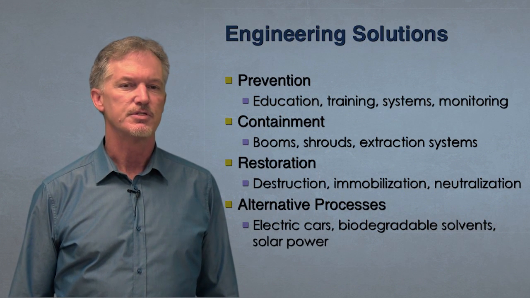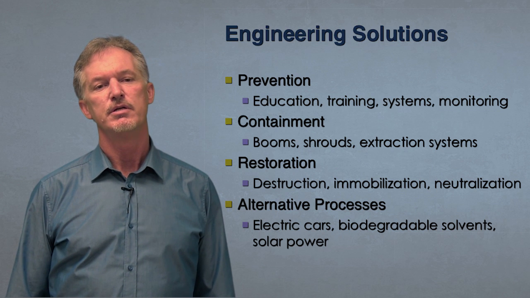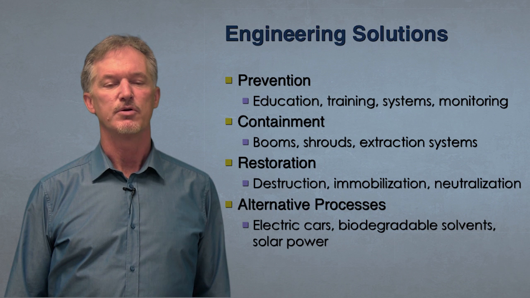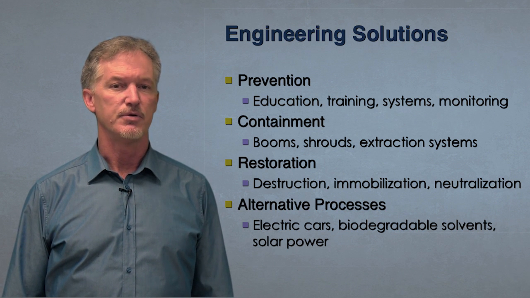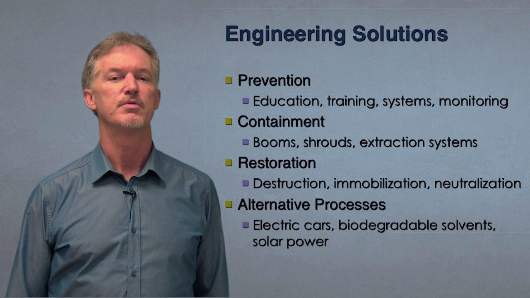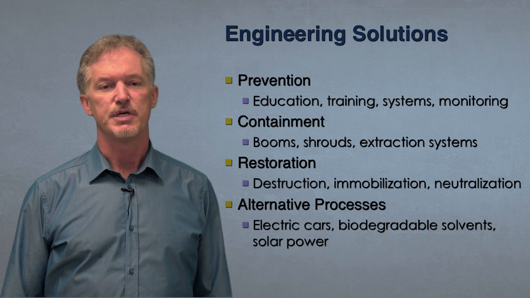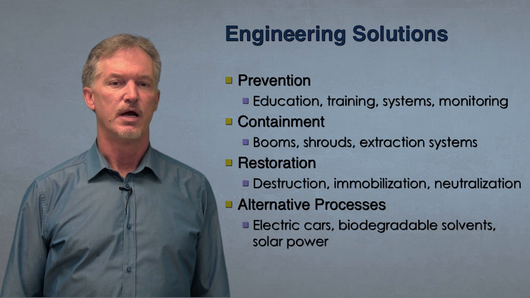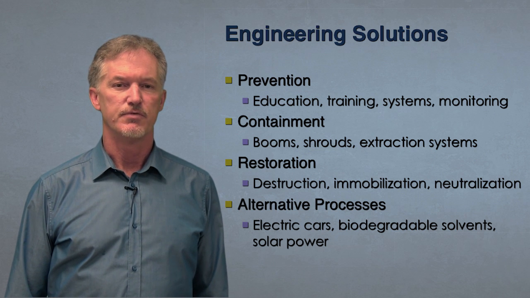But engineers have solutions to all of these, and they fall into four broad categories: either prevention, containment, restoration, or alternative processes. So prevention might include things like educating people on how to handle chemicals and how to dispose of them properly so as not to create problems, and the associated training that goes along with that, putting systems in place to make sure that adverse effects don't happen or accidents don't happen, and monitoring to evaluate whether or not there are problems.